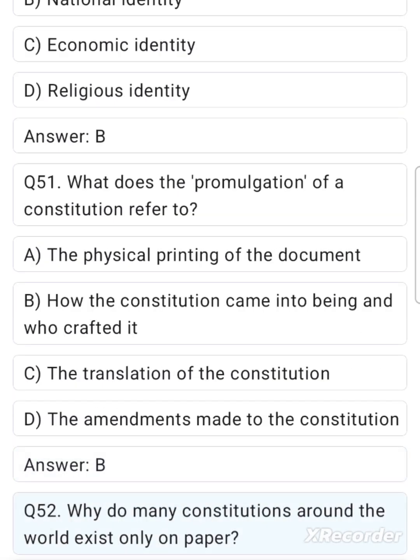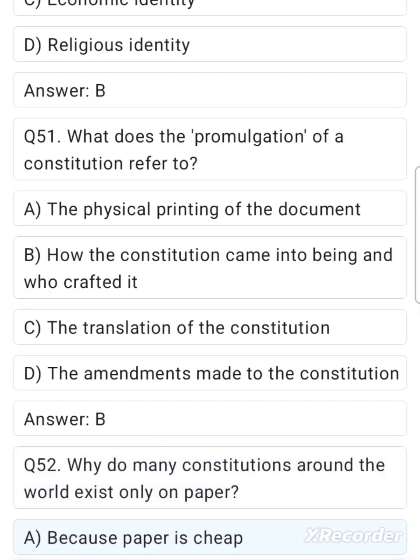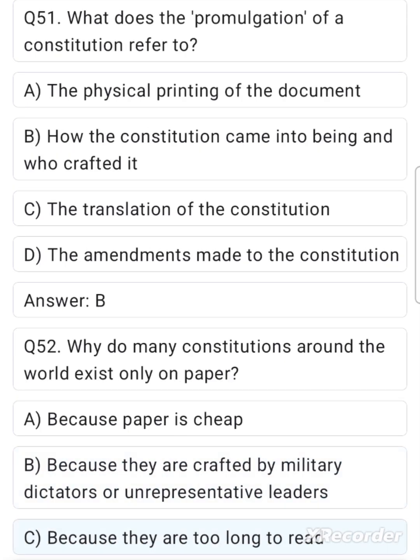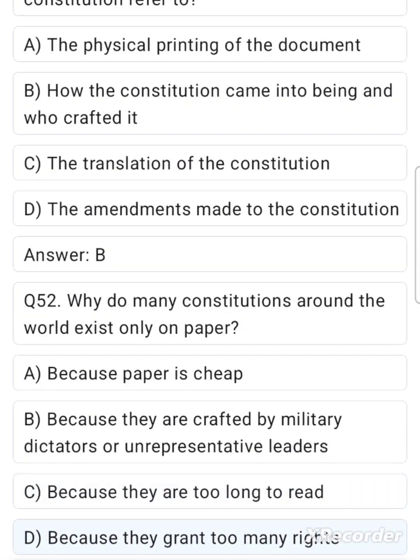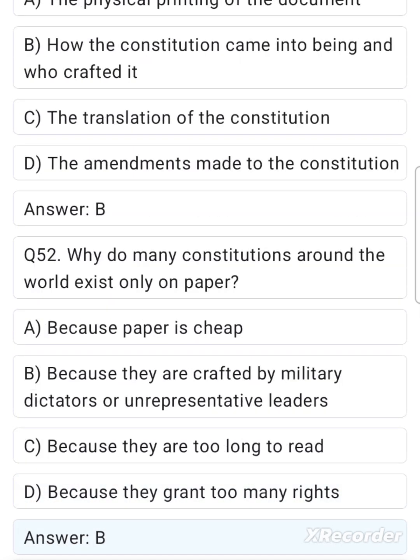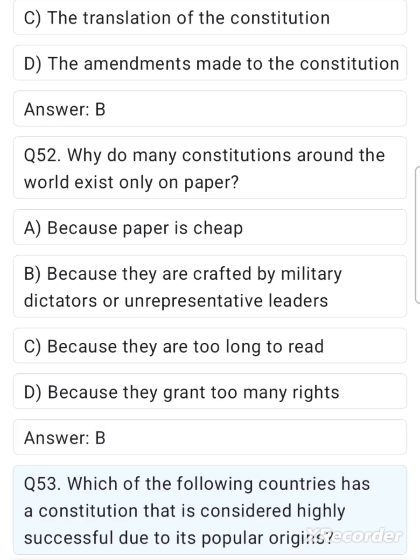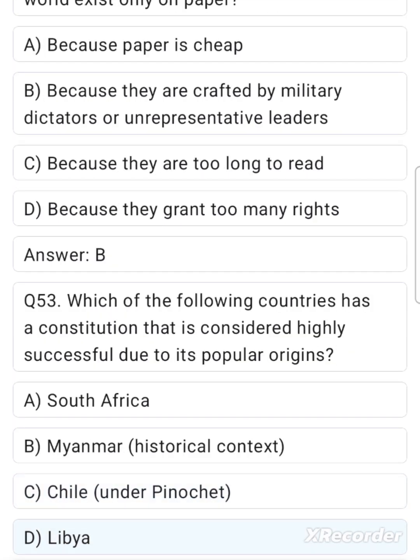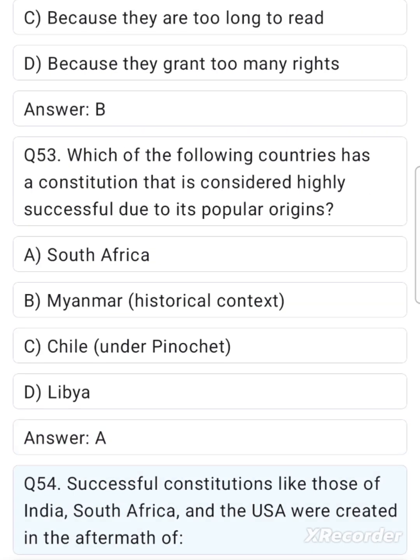Answer. B. Q52. Why do many constitutions around the world exist only on paper? A. Because paper is cheap. B. Because they are crafted by military dictators or unrepresentative leaders. C. Because they are too long to read. D. Because they grant too many rights. Answer. B. Q53. Which of the following countries has a constitution that is considered highly successful due to its popular origins? A. South Africa. B. Myanmar, historical context. C. Chile, under Pinochet. D. Libya. Answer. A. Q54.